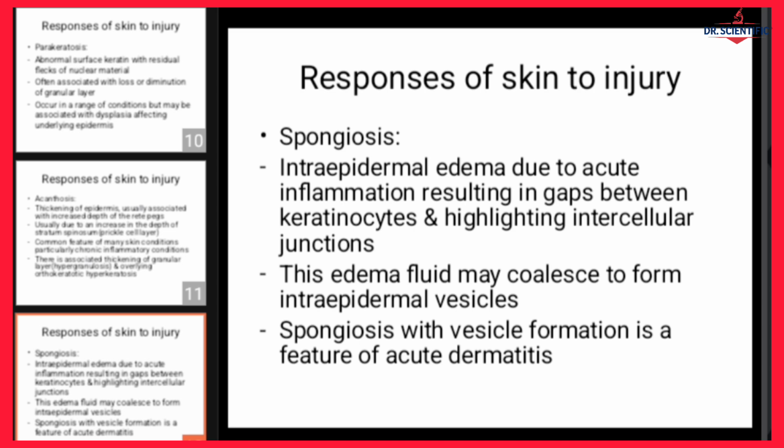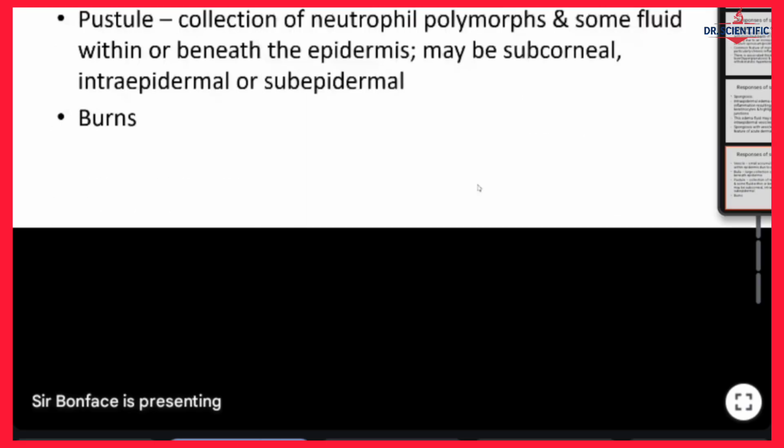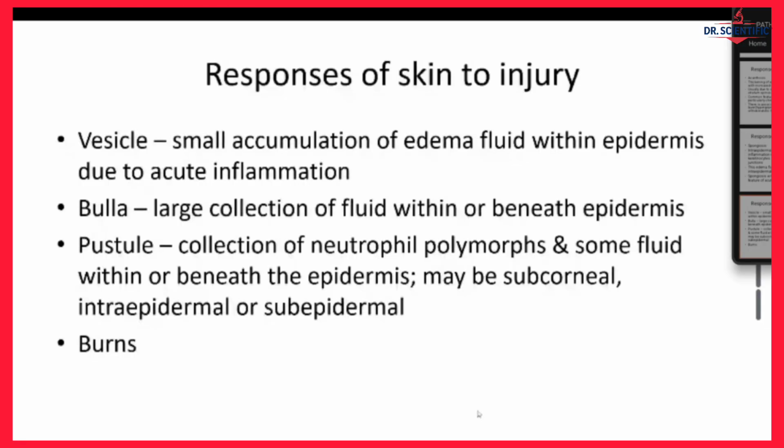And then just a bit of definitions. We're talking of vesicles, which we've already mentioned: a small accumulation of edema fluid within the epidermis due to acute inflammation. That one you'll call a vesicle. Then you'll hear of a bulla, which is a large collection of fluid within or beneath the epidermis. So basically it's a bigger vesicle. A larger vesicle becomes a bulla.